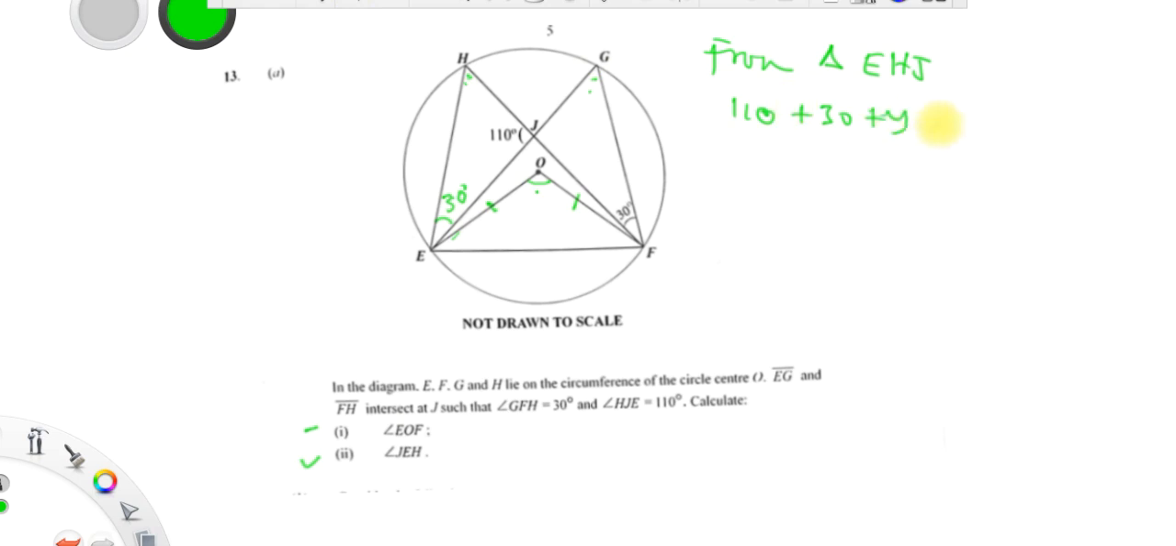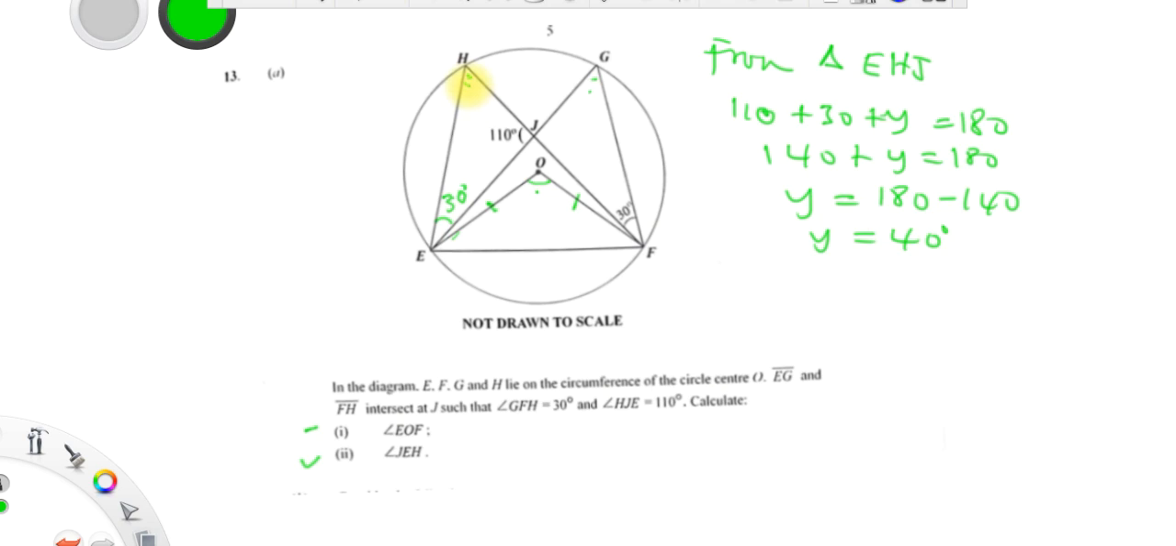If you add all of them, you have to get 180 degrees, the angles in a triangle. So 110 plus 30 gives 140. 140 plus y is equal to 180 degrees, guys. So y is equal to 180 minus 140 degrees, which means that y is equal to 40 degrees.